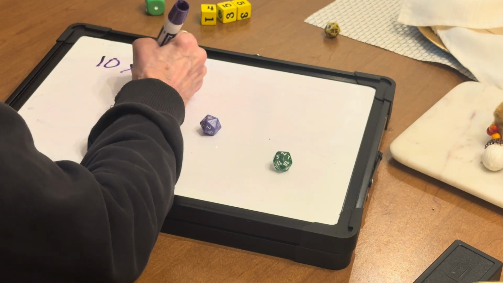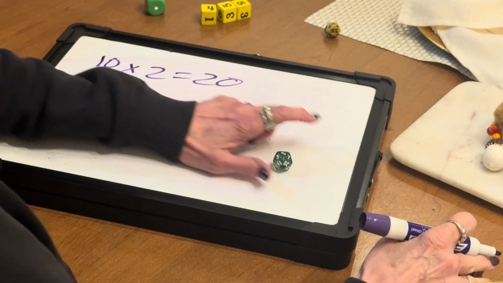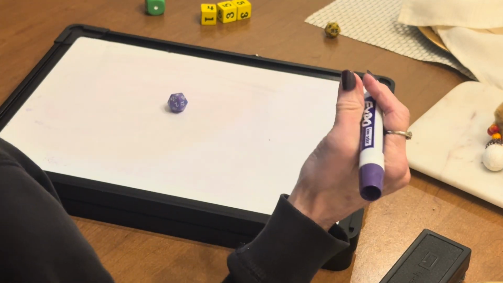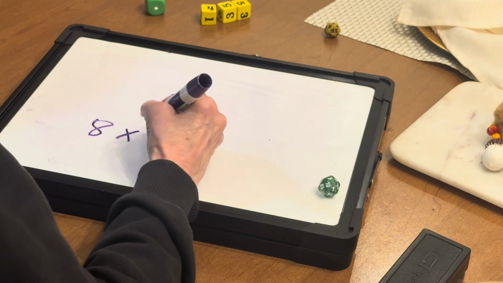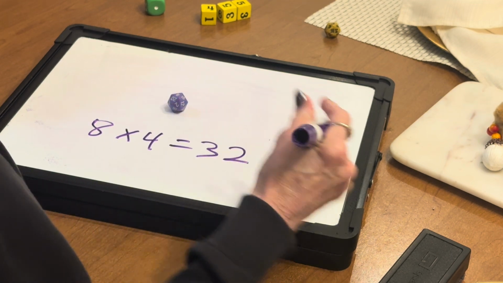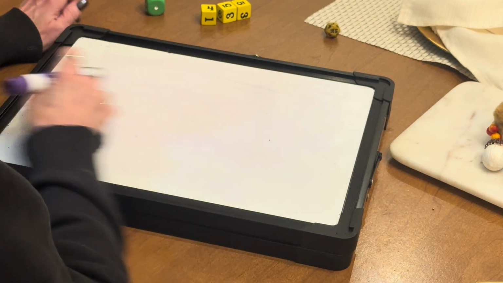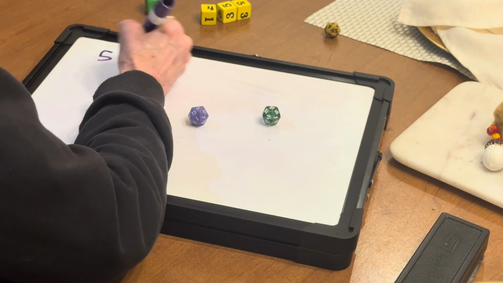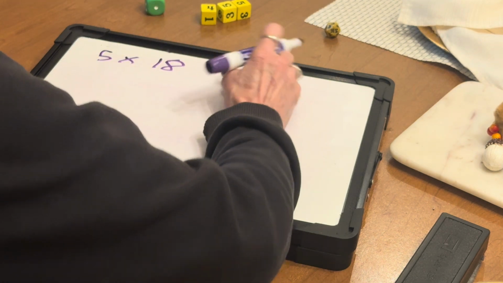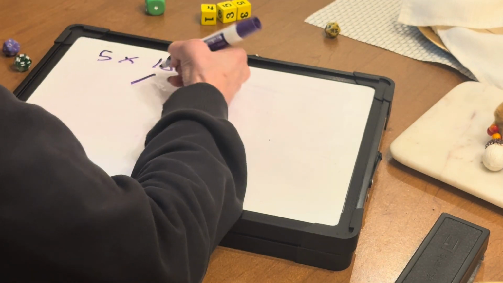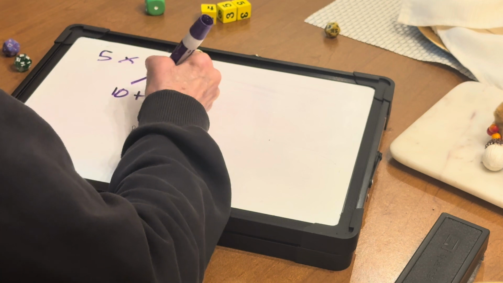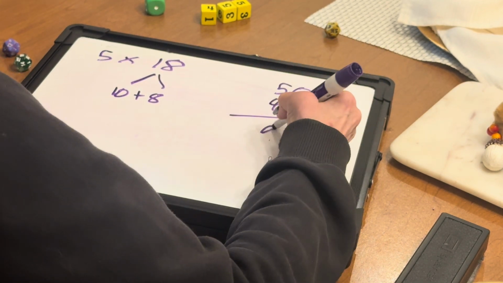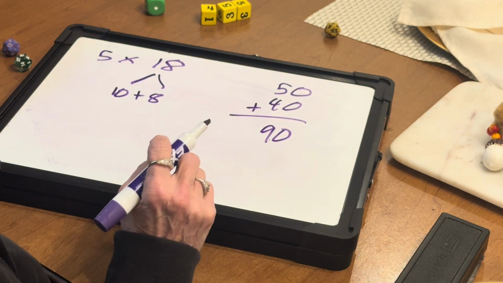10 times 2 equals 20. 8 times 4 equals 32. 5 times 18. Okay, that's another one where we're going to have to use the distributive property. So think in your head, that's 10 plus 8. You know, 5 times 10 is 50. You know, 5 times 8 is 40. So that's 90. 5 times 18 equals 90.